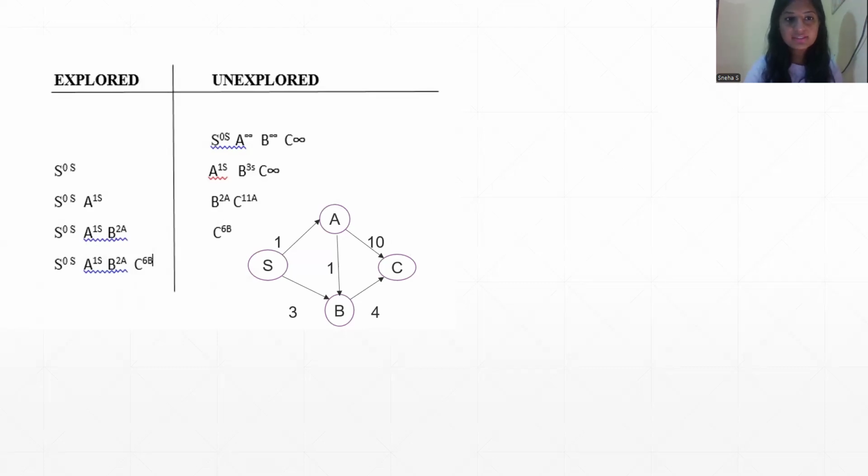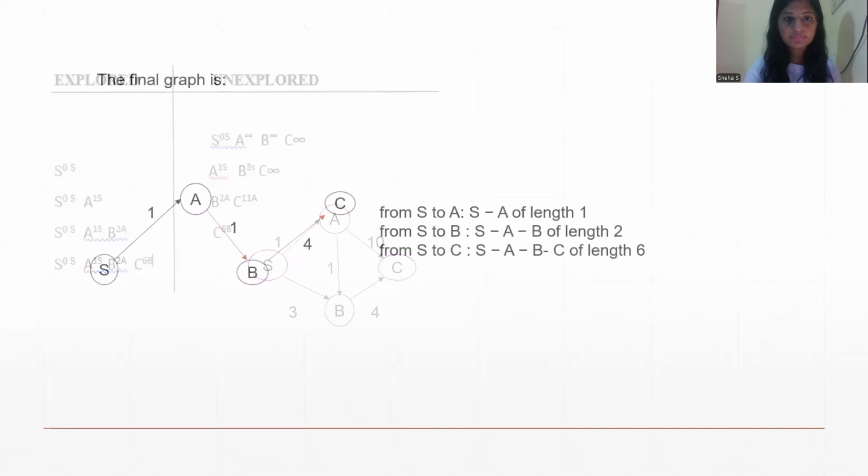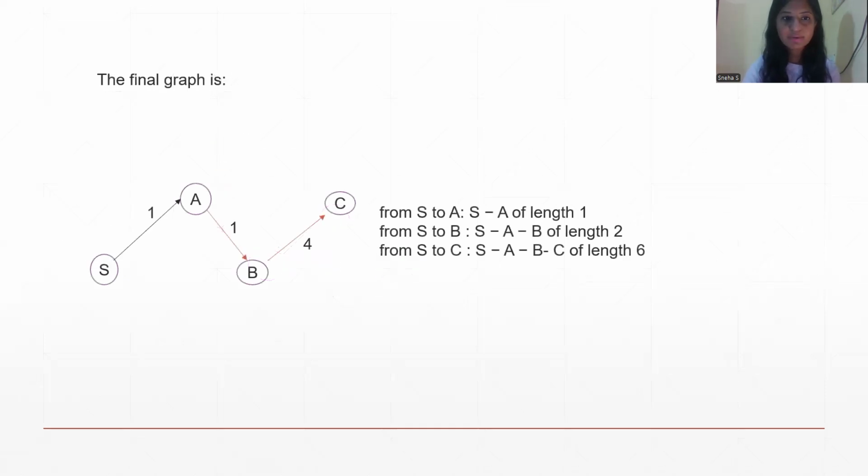The next one: you can see 6B and 11A. Since 6B is the shortest one, we are considering it. So this will be the shortest path from the source to the three vertices. Whenever you have to write it, you will be writing it from the source. From the source to A it is 1, from the source to B it is 2, and from the source to C it is 6. This is how you do it.